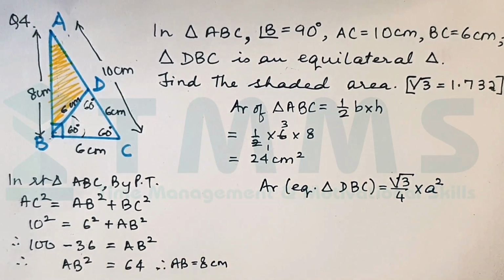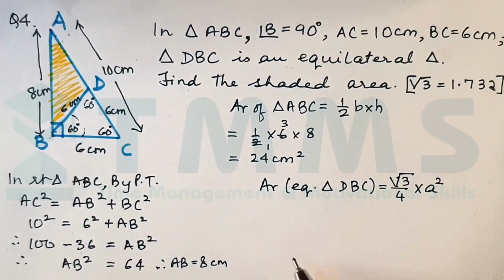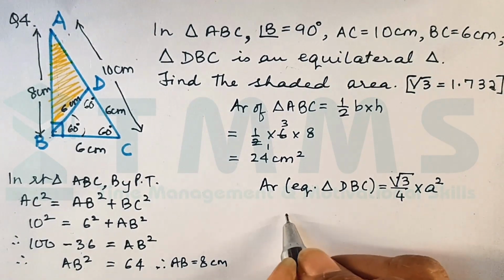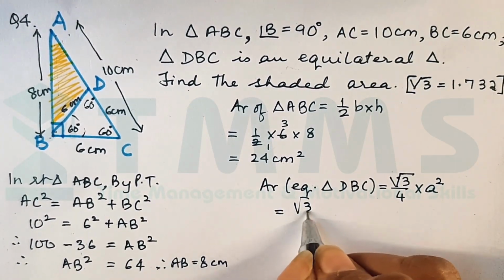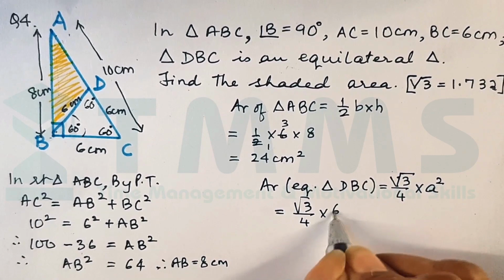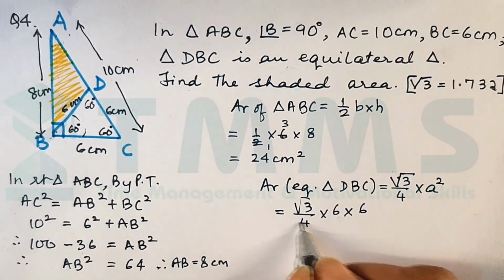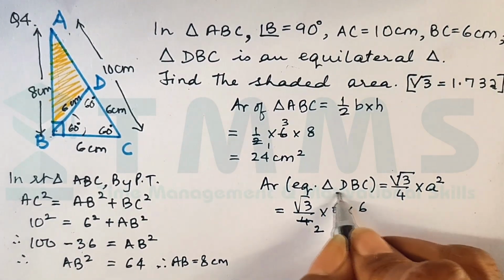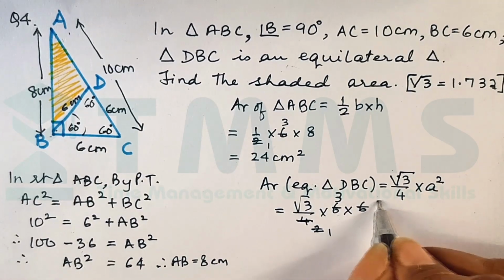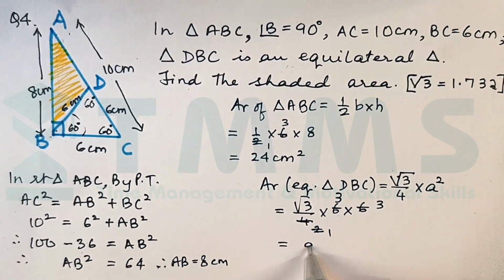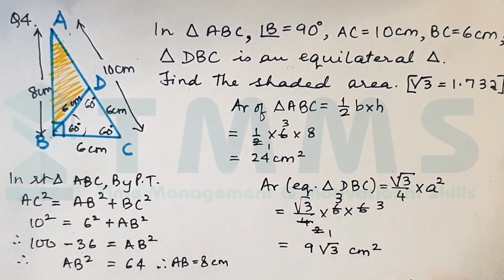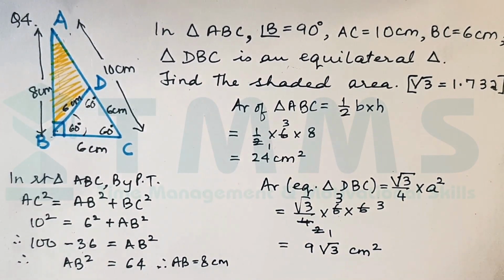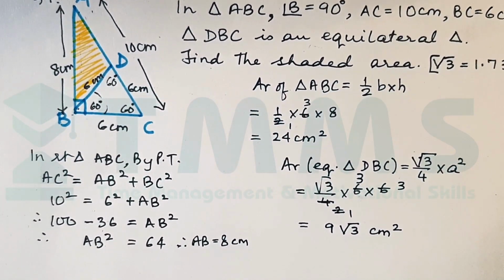This is our formula for the area of an equilateral triangle, correct? So that will give us root 3 upon 4 multiplied by 6 square, which is 6 into 6. So 2 will go here like so. And what we will get is 9 root 3 centimeter square. Are we getting there? All right. Now let us look at the diagram.